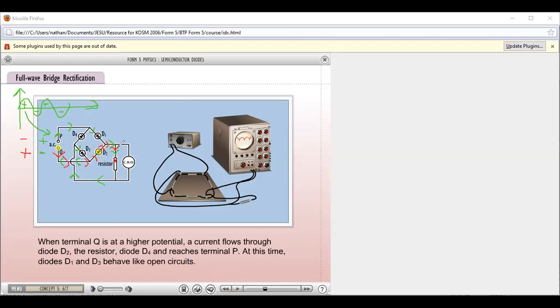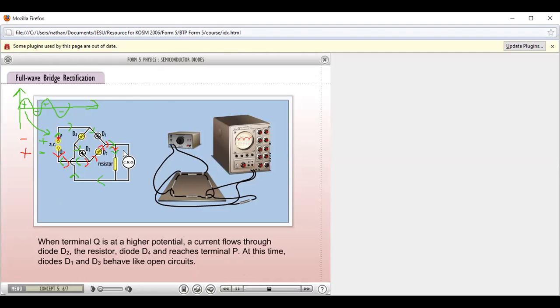You can see that in both cycles, they are flowing in the same direction. That means the current is still flowing down through the resistor. It doesn't matter whether the top is positive or the bottom is negative, they still flow in the same direction. That means it has become a direct current, because whether P is positive or Q is positive doesn't matter. Both currents are flowing in the same direction through the resistor. It's not going up, it's going down. That's why it becomes a direct current. So it goes to D4 and then goes back to negative.